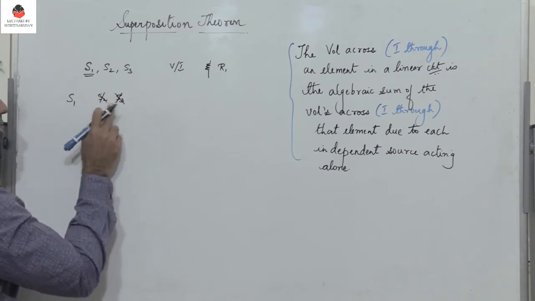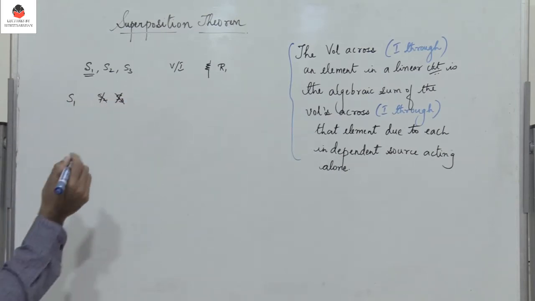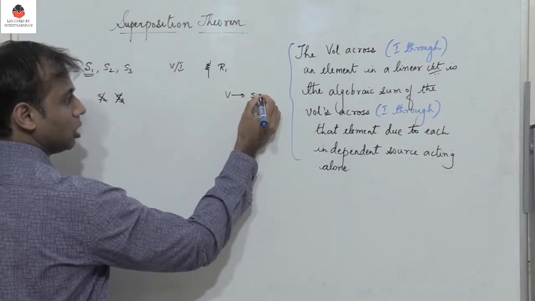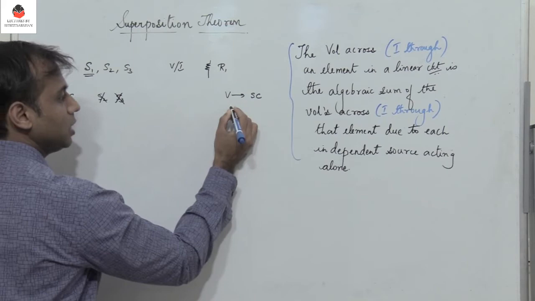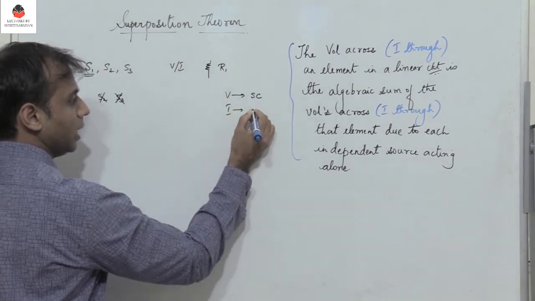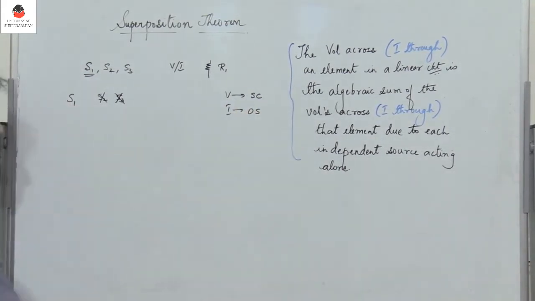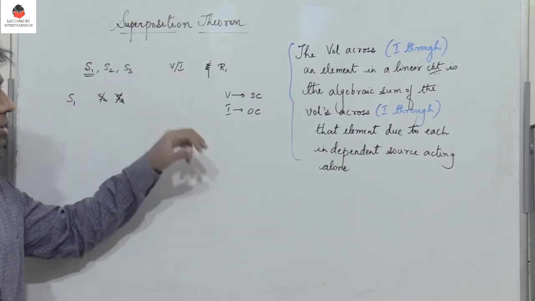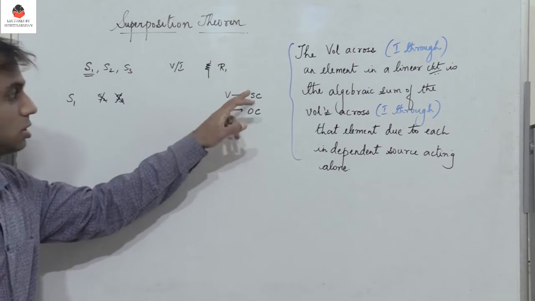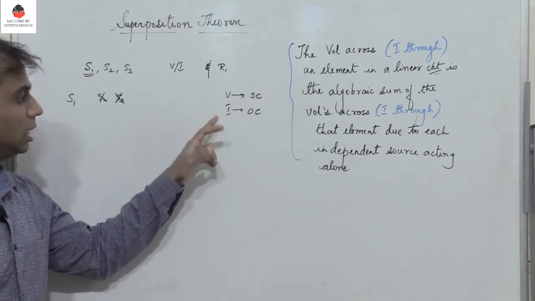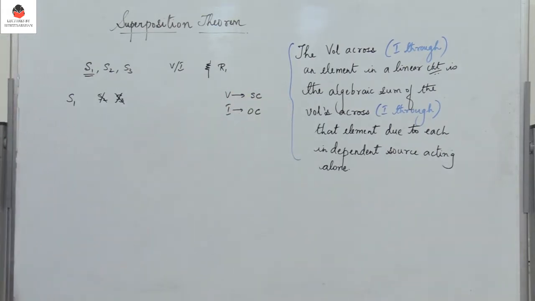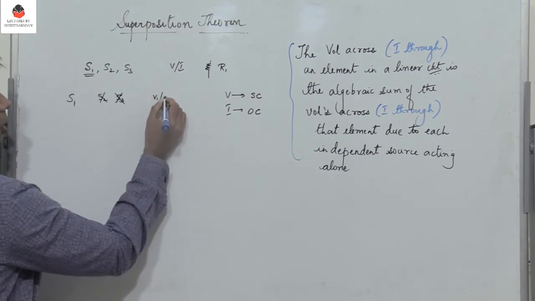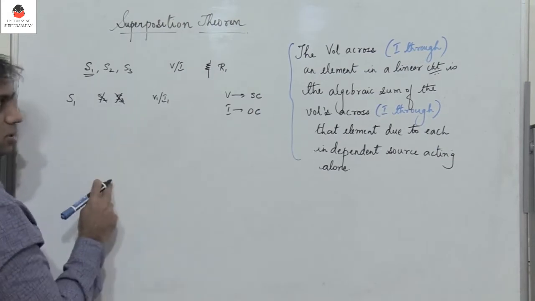Now, how do we neglect these two sources? If it is a voltage source, you replace it by a short circuit. If it is a current source, replace it by an open circuit. So let me repeat. How do we neglect these sources? If it is a voltage source, replace it by a short circuit. If it is a current source, replace it by an open circuit. Now find V1 or I1 through this resistor.